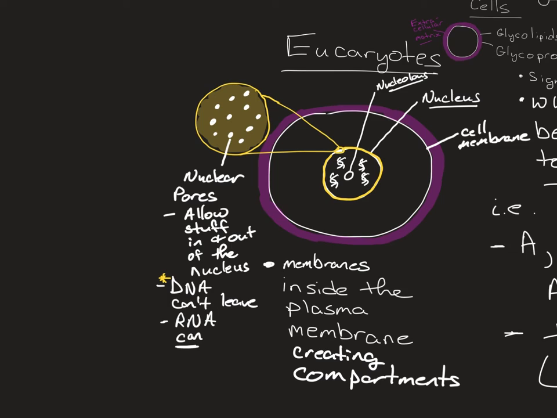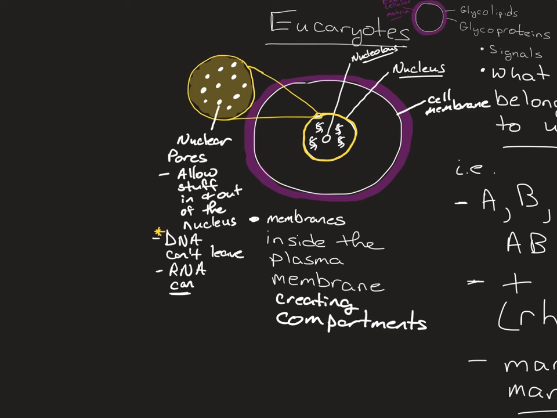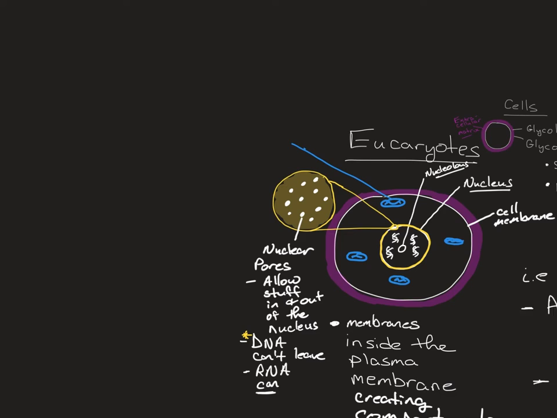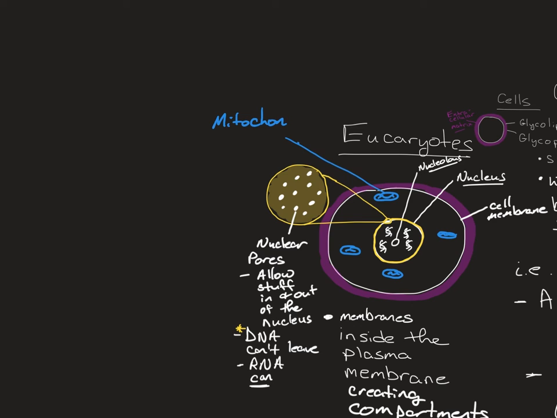There's another organelle in this eukaryote. Let me color code it, I'll make it blue. There's a lot of these, and again, they have a membrane. They're folded, there's two membranes, a double membrane. So this one has a double membrane. And it's called a mitochondria. And mitochondria have double membranes.